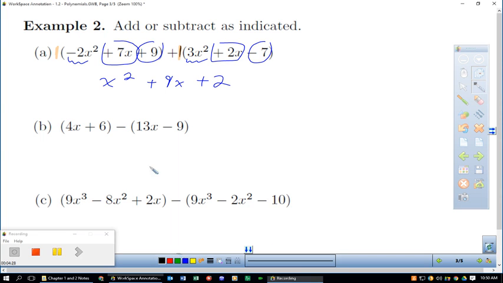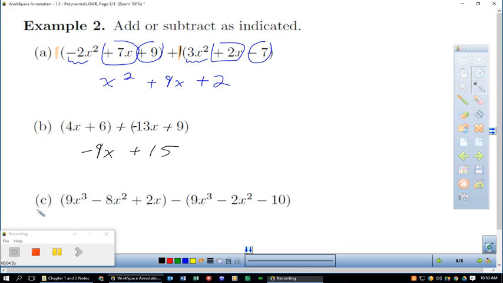Okay, the difference comes when we have subtraction. So just look at this a little differently. 4x minus 13x should be negative 9x. Okay, and then 6 minus a negative. So I'm going to go ahead and change that. 6 plus a 9. Okay, so that's 15. So negative 9x plus 15.